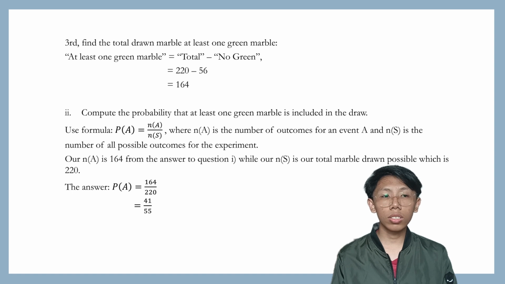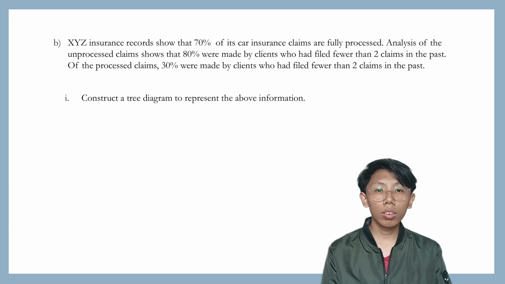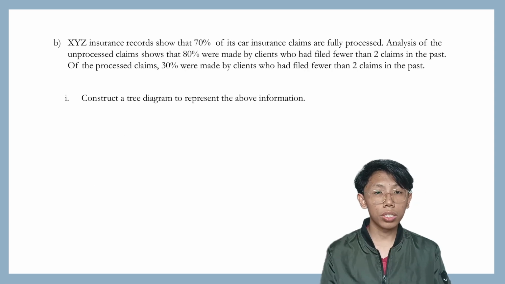Now, we can get the probability of A, which is 164 divided by 220, we will get 41 divided by 55, or 0.7454. Now, we are moving on to the next question, which involves Bayes theorem.